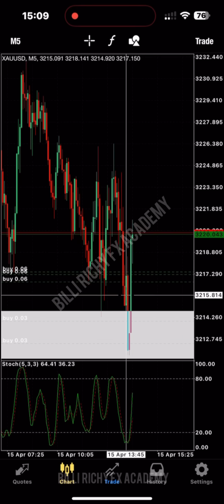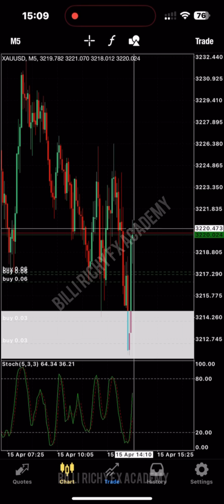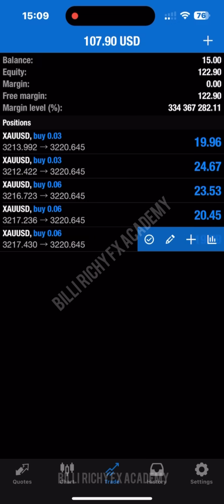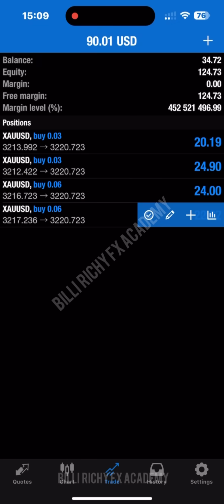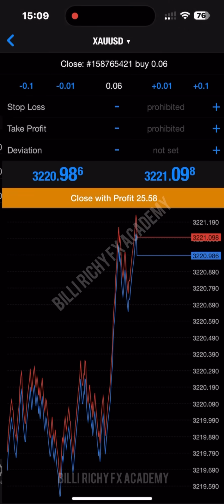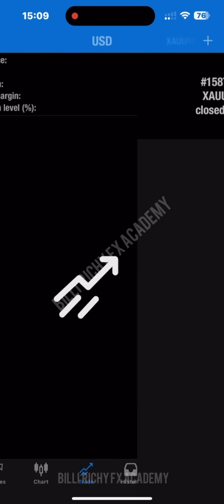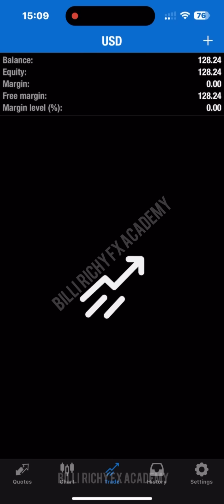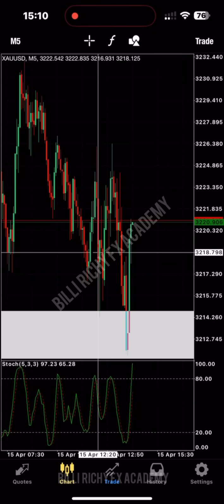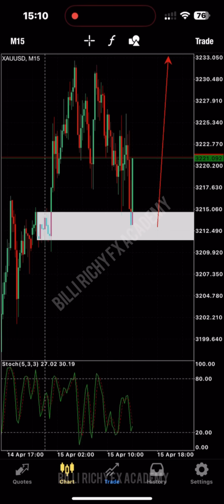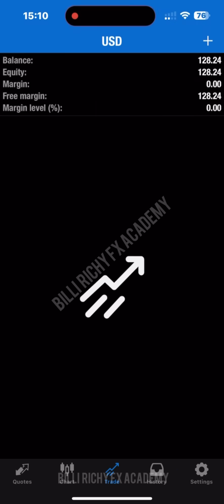So this is how it happened on the 1 minute time frame. You can see there was no single drawdown. It just started spiking to the upside like that. Okay, so let's close our positions now. So now we have closed all our positions. Our new balance is $128.24. And gold is still even going up, but for now, let's close the positions and secure some profit.